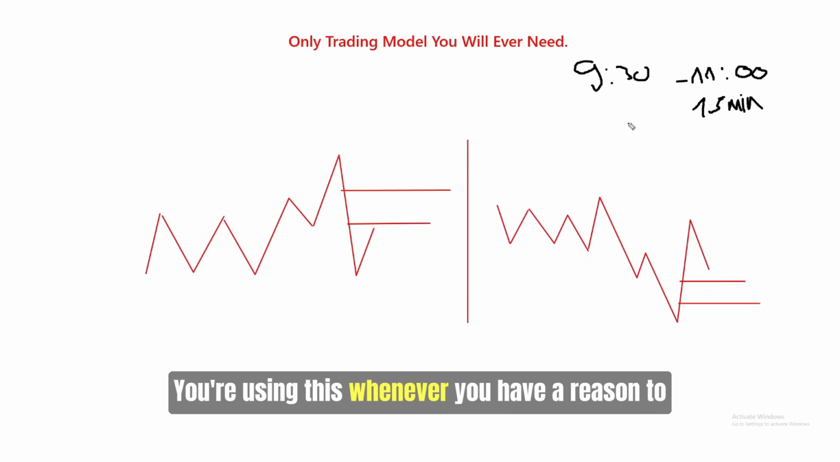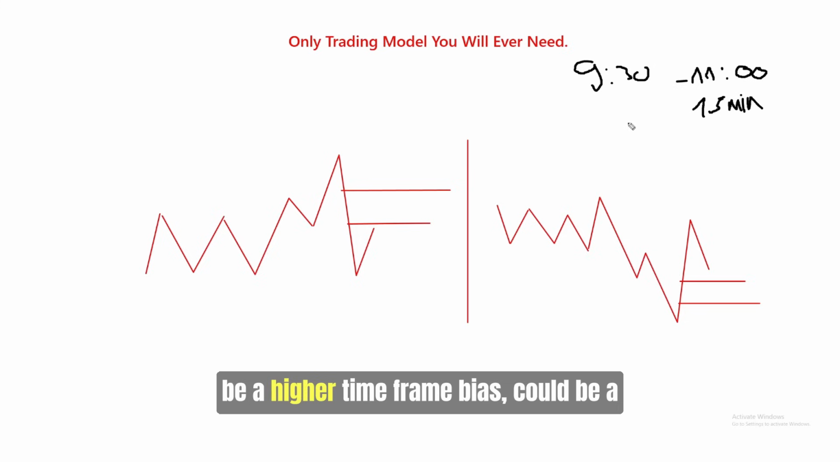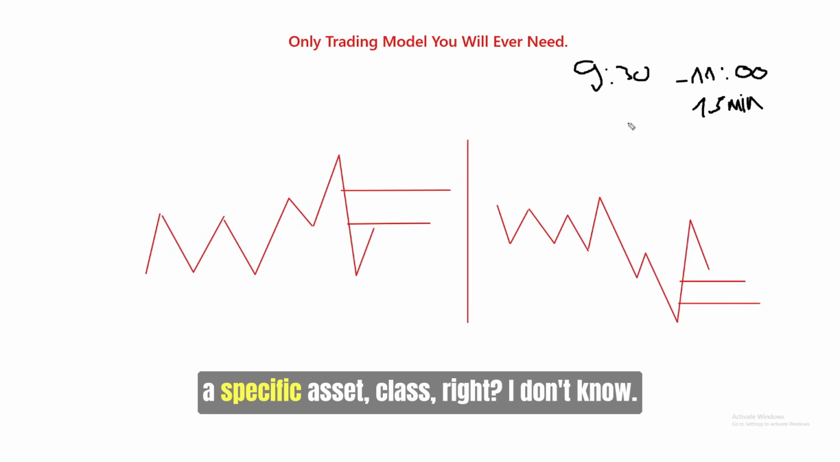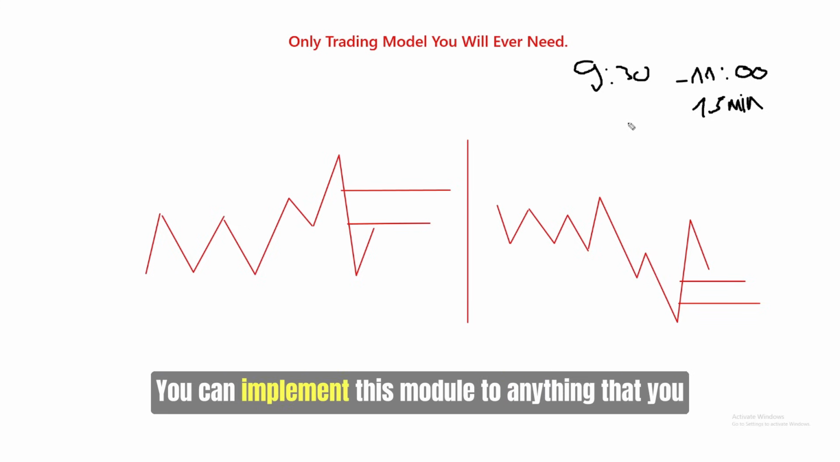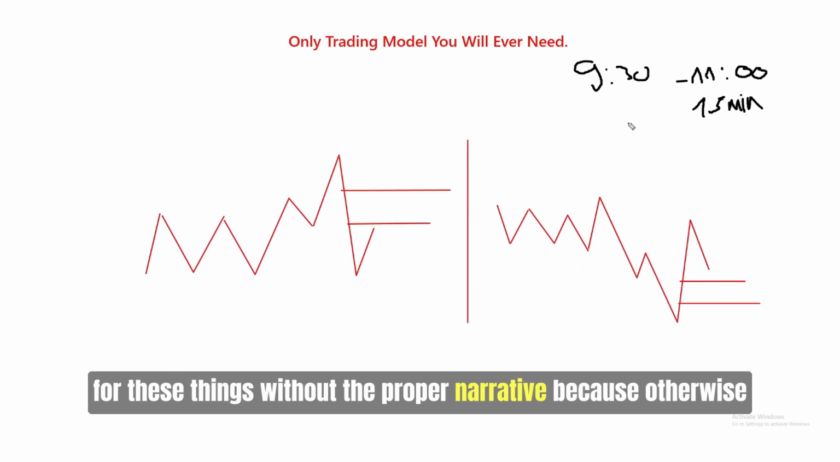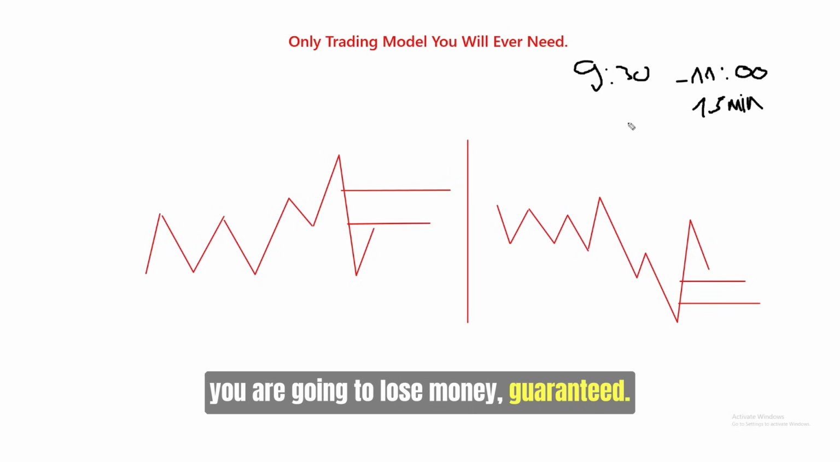You're using this whenever you have a reason to do so, which once again, as I've explained, could be a higher time frame bias, could be a specific time, could be a specific sweep, could be a specific asset class, right? I don't know. That's for you to decide. You can implement this module to anything that you would like to trade, but it's important that you don't go out there in the charts blindly looking for these things without the proper narrative, because otherwise you are going to lose money, guaranteed. Now, with that out of the way, let's dive into the actual trading module.